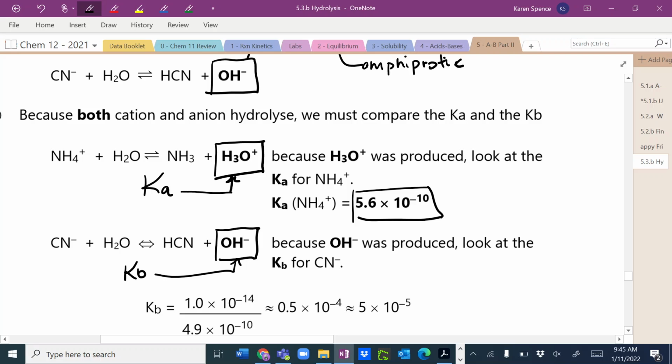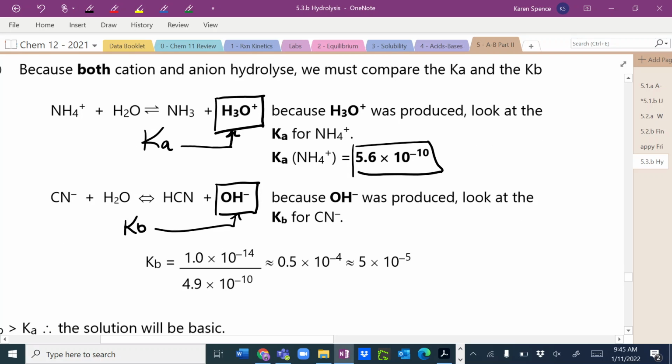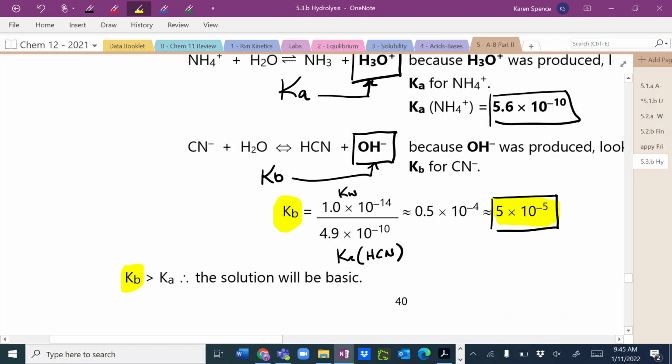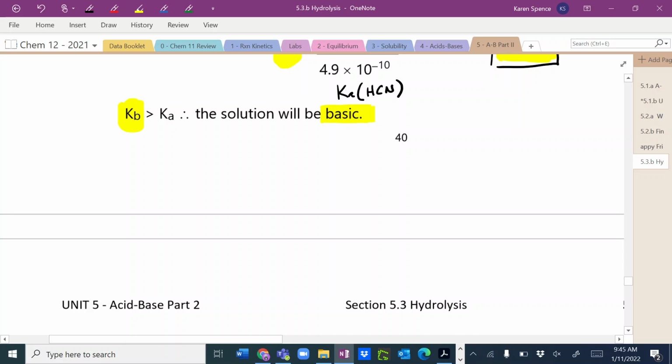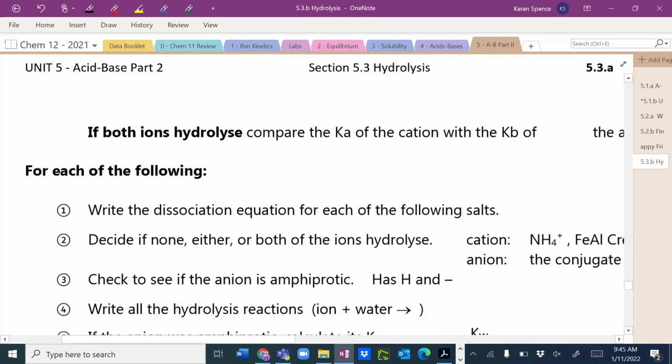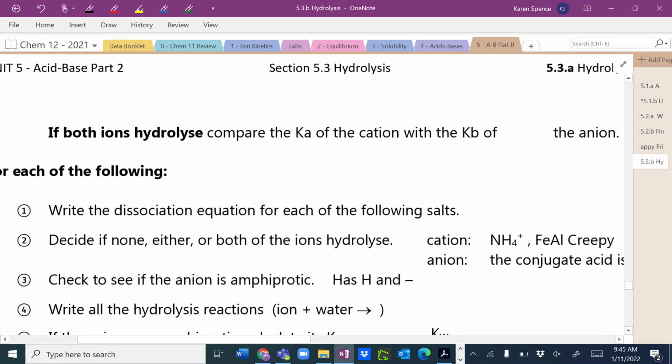You can't just look it up on the table. This is Kw over Ka of the conjugate acid HCN, which I should have written, but I didn't. And we get 5 times 10 to the minus 5. Who's bigger? Kb is bigger. So since Kb is bigger than Ka, the solution will be basic. Anything else on here? If both ions hydrolyze, compare the Ka of the cation with the Kb of the anion. Okay, good, that's what we did.